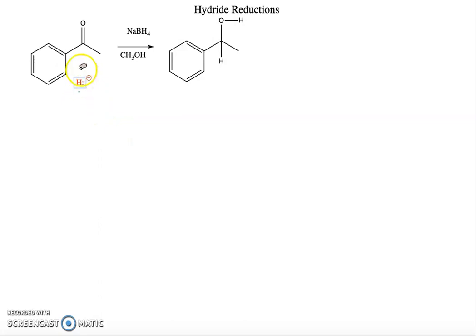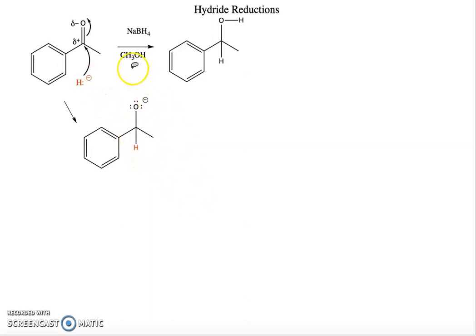This H- will be attracted to the carbonyl because the oxygen is more electronegative than the carbon, so the carbon will be partially positive and the oxygen will be partially negative. So the hydride, which has a negative charge on it, will attack the partially positive carbon. When it does this, the double bond pi electrons go up onto the oxygen, and what we get as a product is this anion with a negative charge on the oxygen, and the hydrogen from the hydride is attached to this carbon right here.